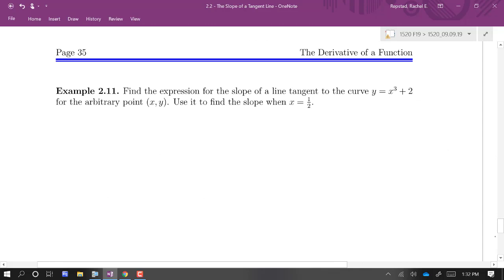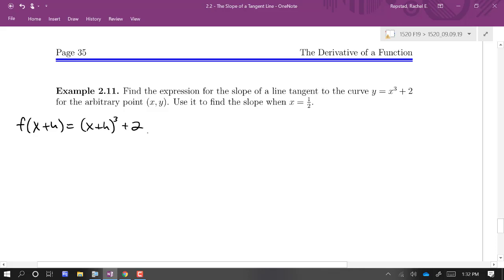So let's do the same thing for this function. We're going to find the expression that will give us the slope of a tangent line at an arbitrary point, and then we'll use it to find that slope when x is a half. So our function, f of x, is x cubed plus 2. So f of x plus h is x plus h all cubed plus 2.